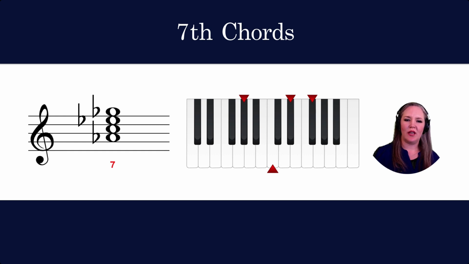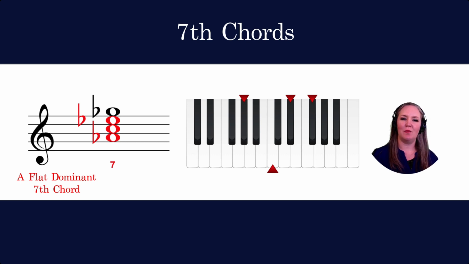Okay, so now let's look at an A flat dominant seventh chord. A flat, C, E flat is the major triad. A flat to G flat is the minor seventh. When you combine those, they form an A flat dominant seventh chord. A flat, C, E flat, G flat.